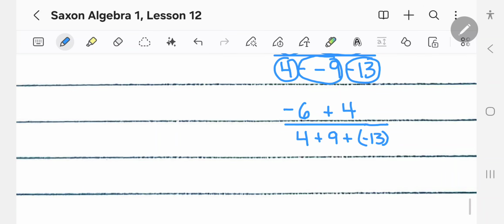Now let's do the numerator. -6 plus 4. Subtract them since they have different signs. Keep the sign of the one that has the largest absolute value. In the denominator, let's add the positives. We get 13, and then combine that with the negatives, which is -13, so you end up with 0. When you have a 0 that's under in the fraction, remember that means it is undefined. And so your answer for letter D is undefined.